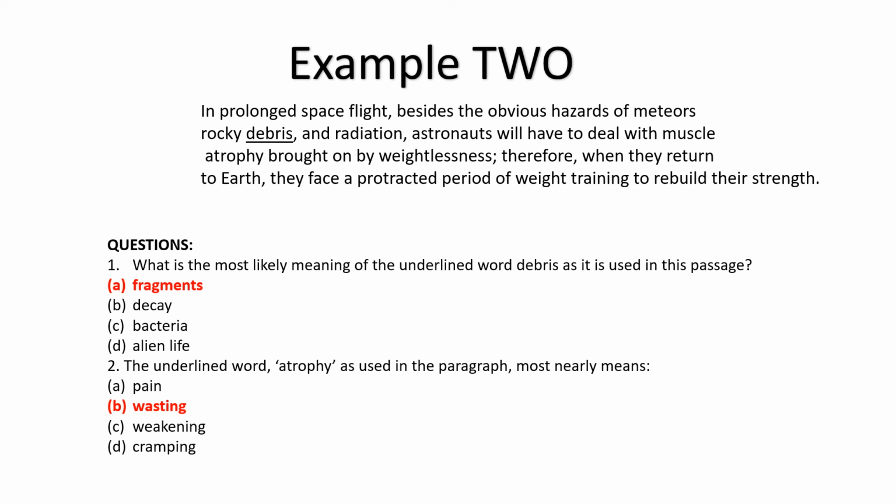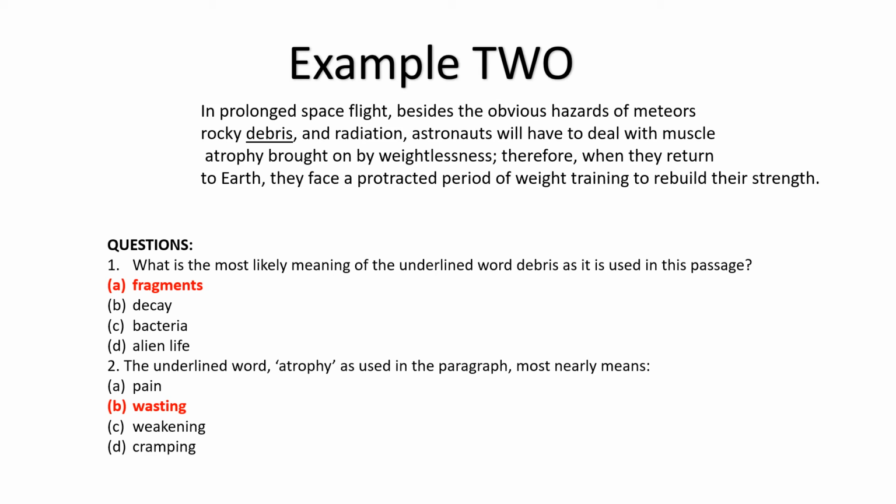Now let's see one more example here. The passage says, in prolonged space flight, besides the obvious hazards of meteors, rocky debris and radiation, astronauts will have to deal with muscle atrophy brought on by weightlessness. Therefore, when they return to Earth, they face a protracted period of weight training to rebuild their strength.